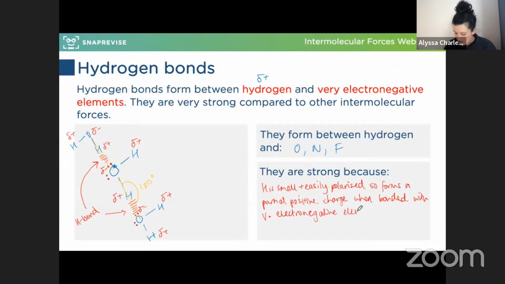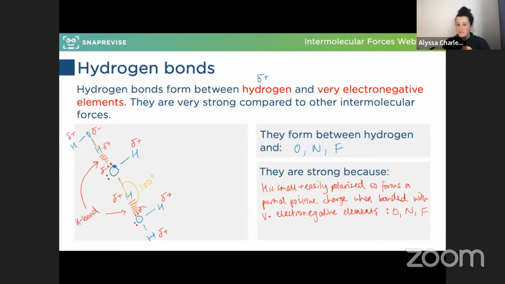Negative elements. Specifically, and we do need to be very specific, oxygen, nitrogen, fluorine. If you've got a hydrogen bonded with something else, it's not a hydrogen bond. You cannot form hydrogen bonds. The way that the atoms interact is not correct enough, would not cause a hydrogen bond to occur.